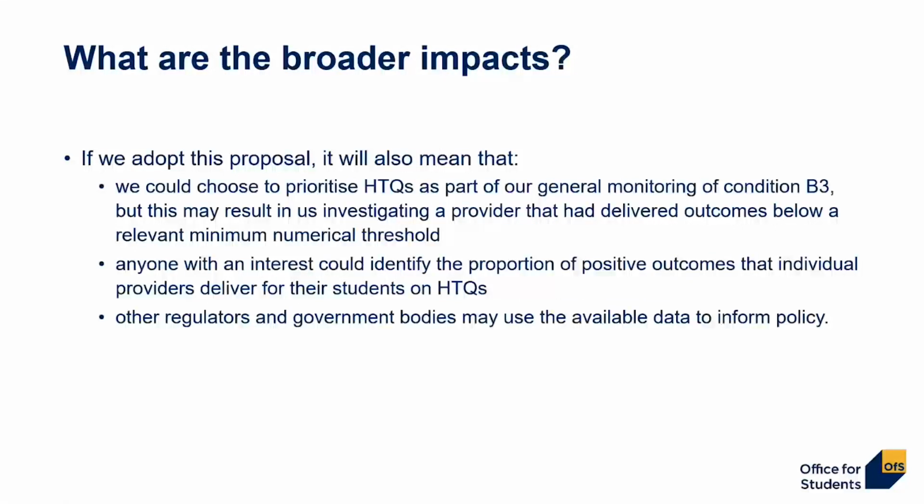It would also mean that we could choose to prioritise HTQs as part of our general monitoring of Condition B3, but this may result in us investigating a provider that had delivered outcomes below a relevant minimum numerical threshold. It would also mean that anyone with an interest could identify the proportion of positive outcomes that individual providers deliver for their students on HTQs, and that other regulators and government bodies may use the available data to inform policy.